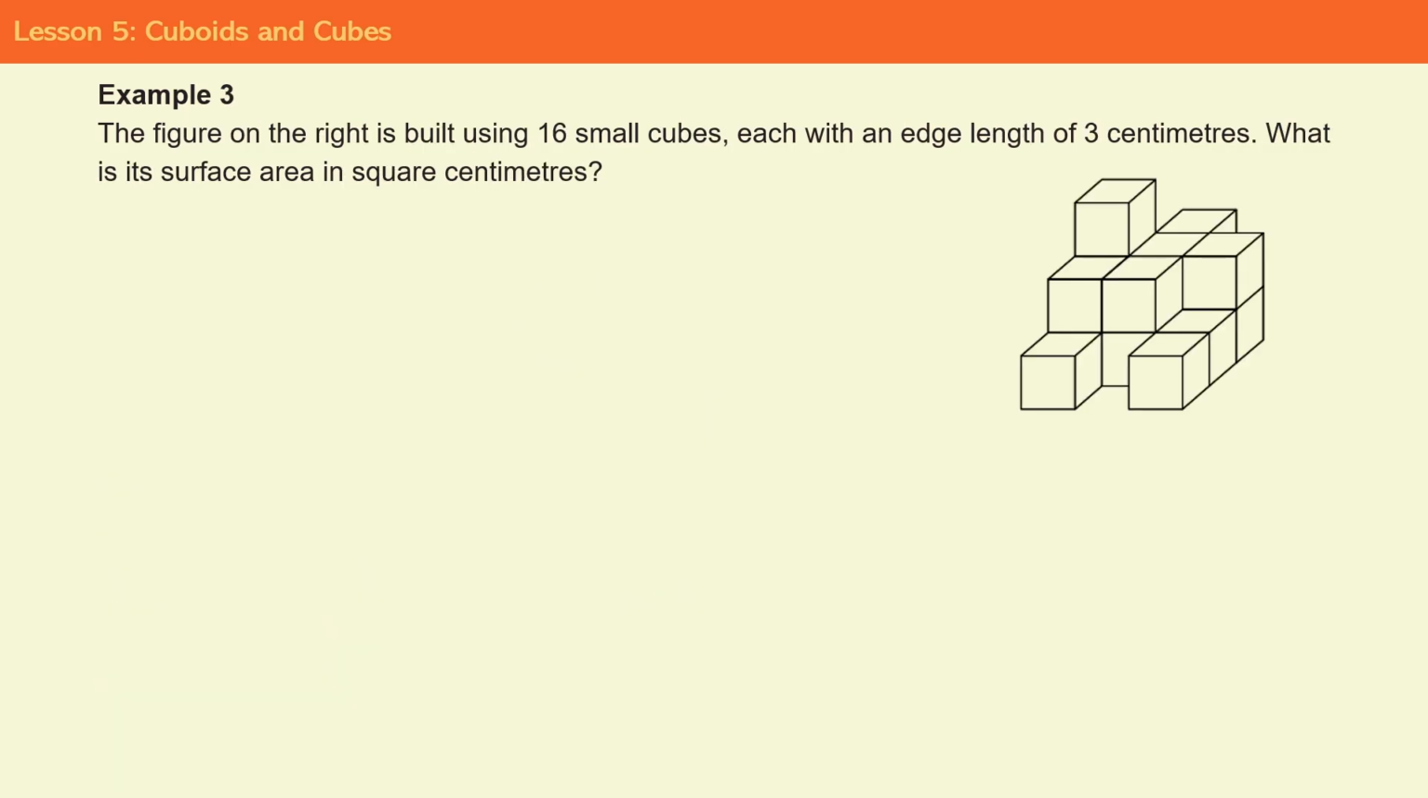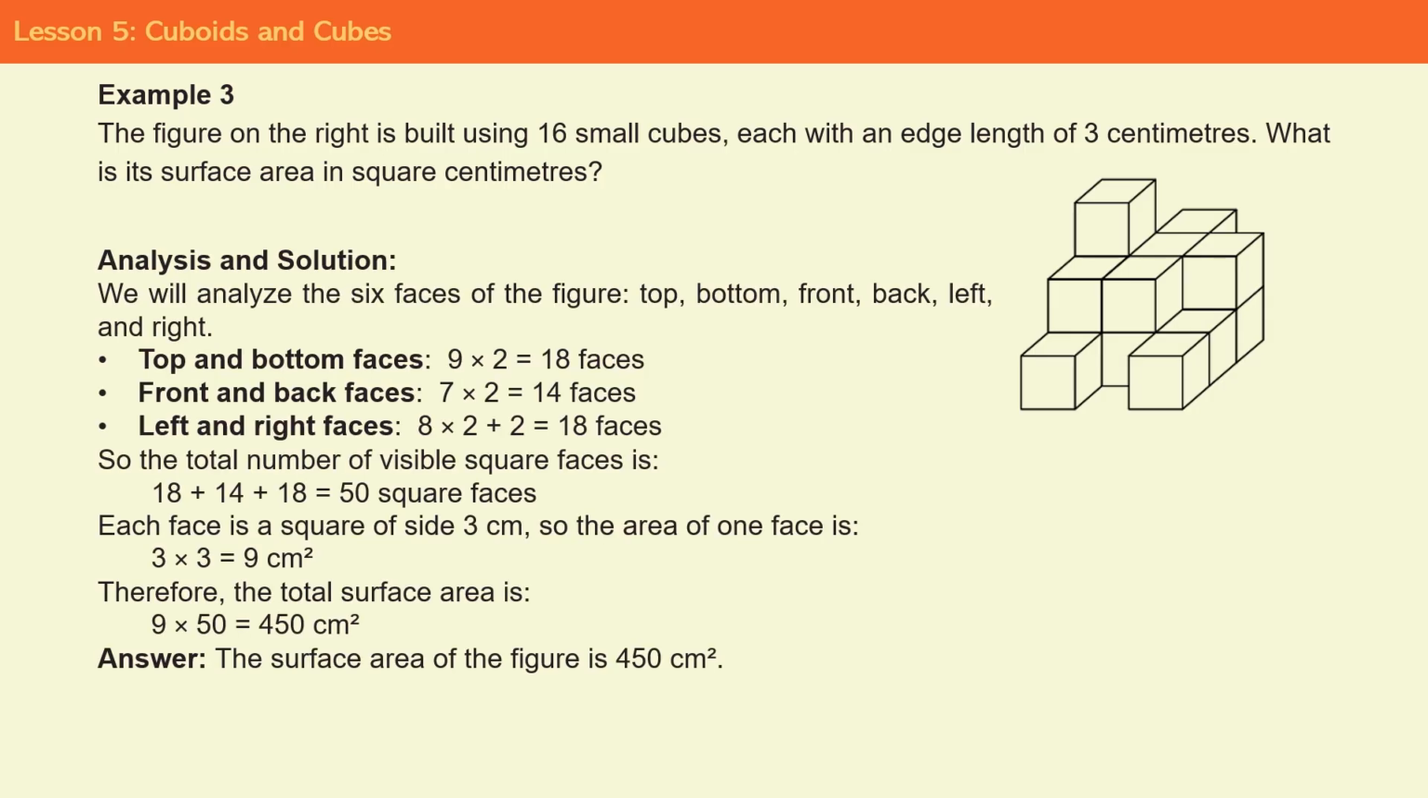Example 3. The figure on the right is built using 16 small cubes, each with an edge length of 3 centimeters. What is its surface area in square centimeters? We will analyze the 6 faces of the figure: top, bottom, front, back, left, and right. Top and bottom faces have 9 times 2 equals 18 faces. Front and back faces have 7 times 2 equals 14 faces. Left and right faces have 8 times 2 plus 2 equals 18 faces.